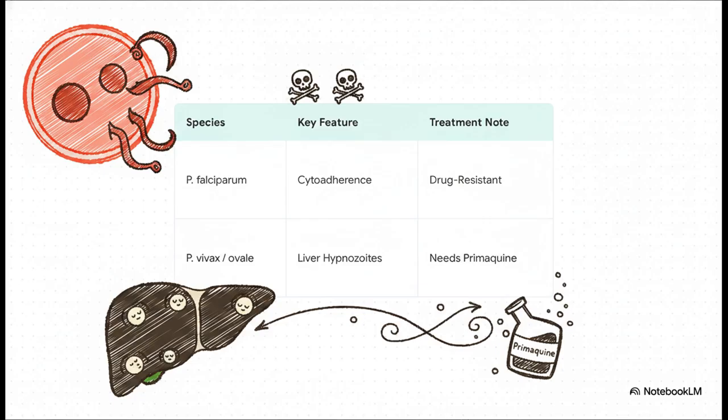It invades all erythrocytes, causing high parasitemia and severe cytoadherence that leads straight to cerebral malaria. But look closely at Plasmodium vivax and ovale. Their key feature? They hide out dormant in the liver as hypnozoites. This means they will relapse months or even years later if you don't treat them properly. You have to add primaquine to their treatment regimen to wipe out those liver hypnozoites.